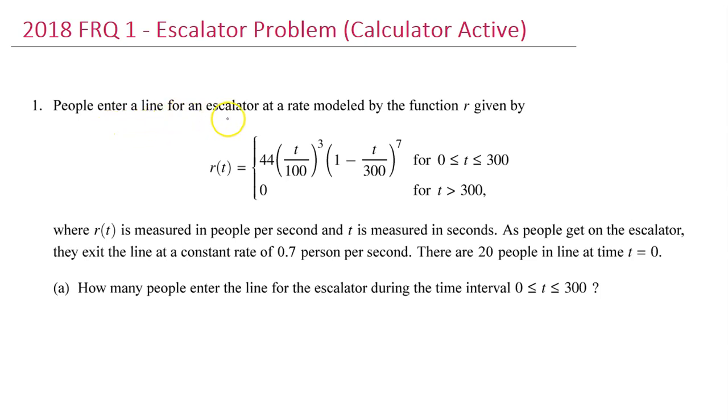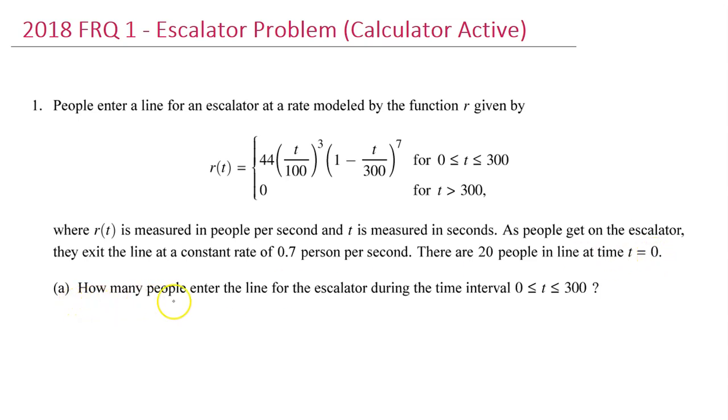People enter a line for an escalator at a rate modeled by the function r given by this, where r of t is measured in people per second and t is measured in seconds. As people get on the escalator, they exit the line at a constant rate of 0.7 person per second. There are 20 people in line at time t equals 0.